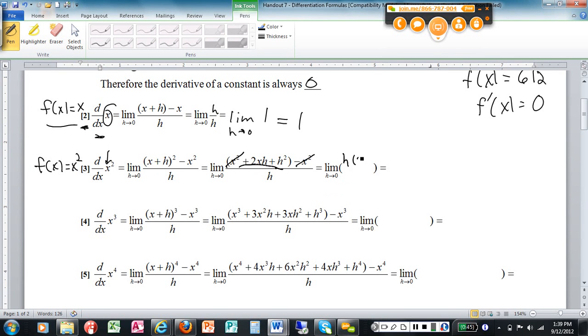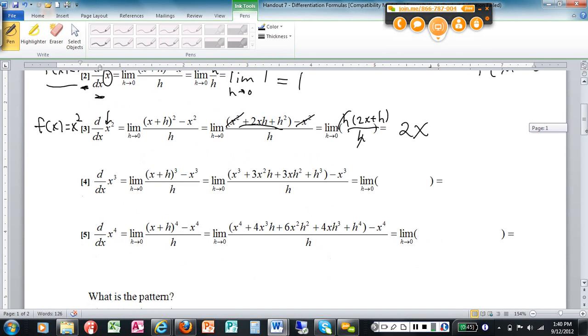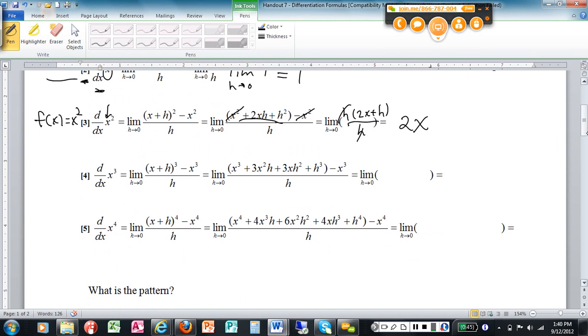Factor out an h there. 2x plus h over h. The h's cancel. h is going to 0, so isn't that just 2x? The derivative is 2x. Now x cubed. And this is why I really did this, so we can really jump to the point here.